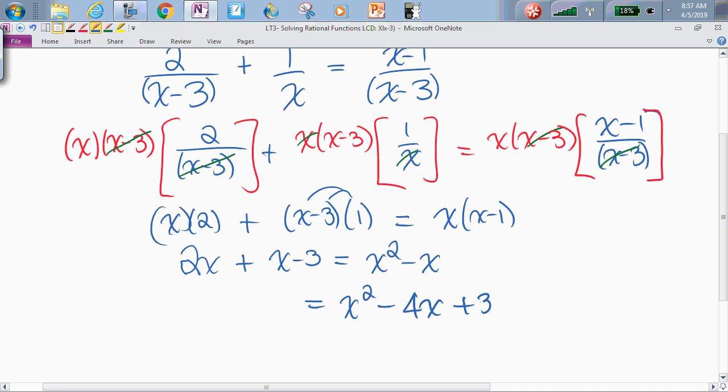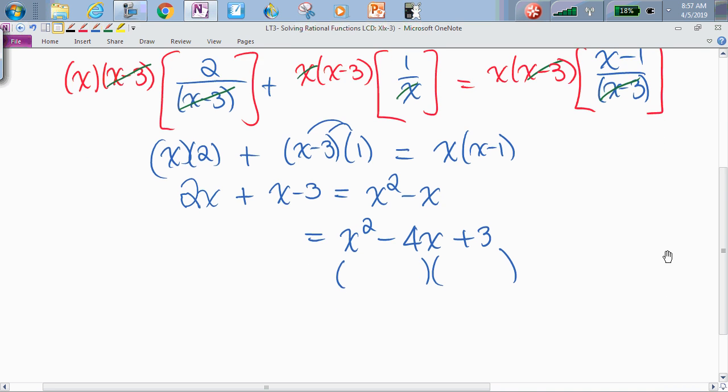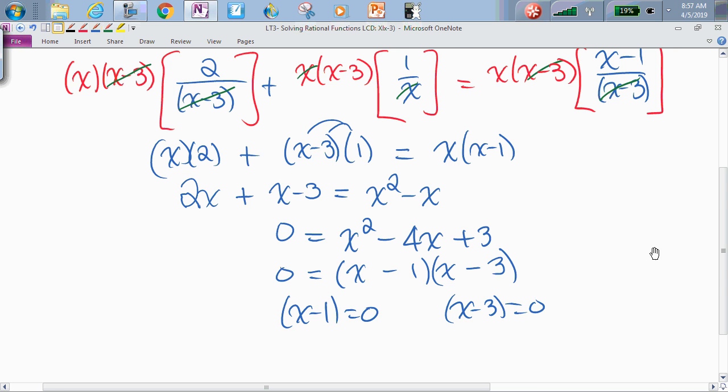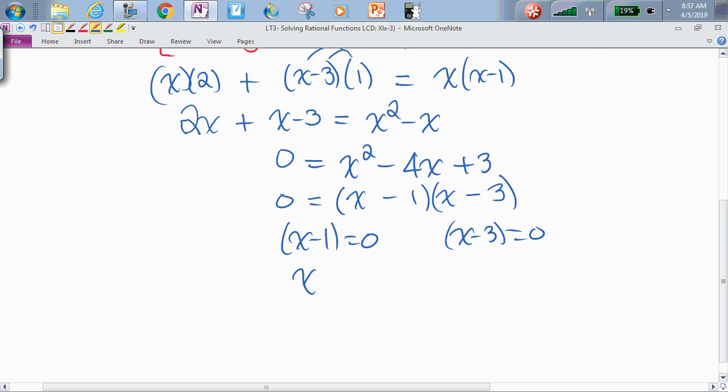And from there, what I want to do is then factor it as a quadratic. So, two sets of parentheses, and to make x squared, it's going to be an x and an x. I want to make a negative 4, so negative 1 and negative 3. I'm bringing them in to solve, set equal to 0, so x minus 1 equals 0, and x minus 3 equals 0. And from there you'll know that it's x equals 1 and x equals 3.